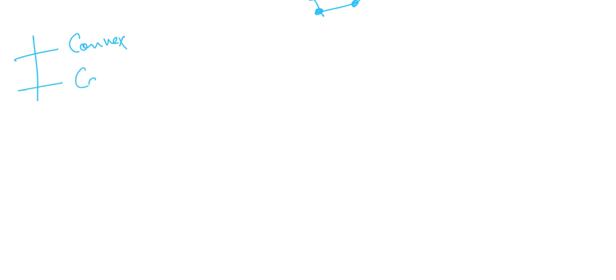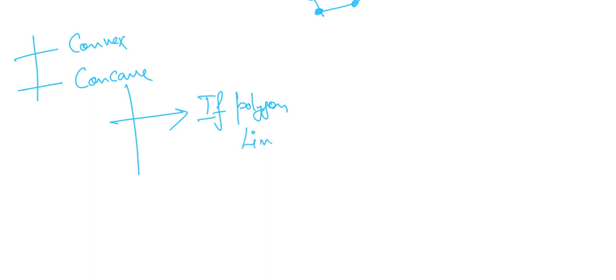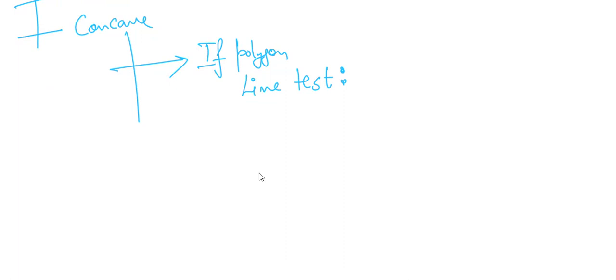Similarly, let us now classify polygons into two types, one being convex polygons and another being concave polygons. So let us discuss concave first, after which we would consider convex. If a polygon satisfies the line test, I have a line test which signifies, wait, let me just illustrate it to you using an example.